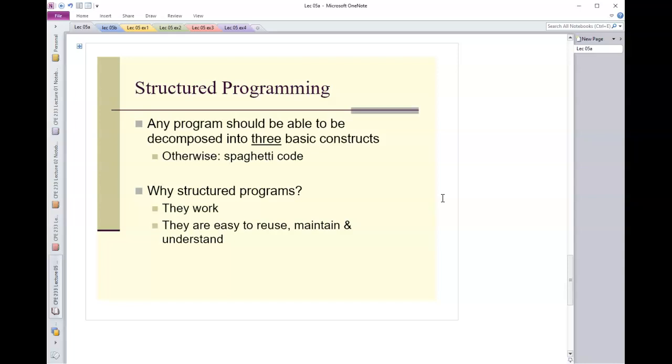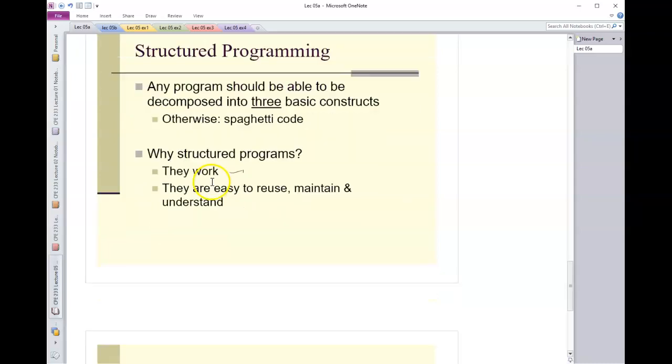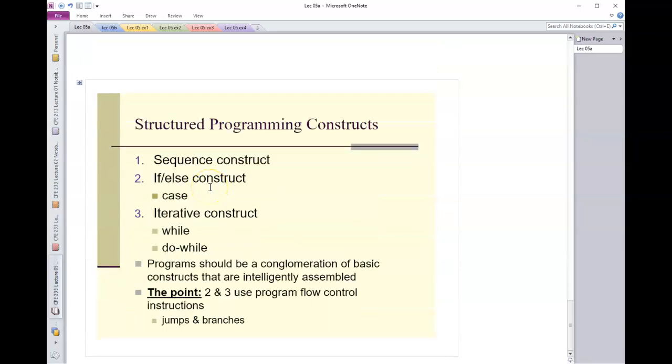If you can't decompose it into these 3 structures, then it's not a good program. Typically it's very fragile, and it's going to be spaghetti code, hard to maintain, hard to reuse, and so on. Structured programs work, they're easy to reuse and maintain, and particularly they're easy to understand. So we're going to concentrate on writing structured programs. Once again, the structures are these tricks that we use over and over again, which are very, very simple, and we will mention those here, then hit them later.